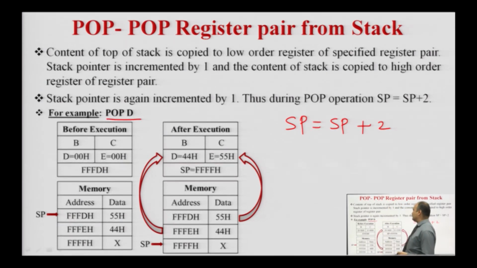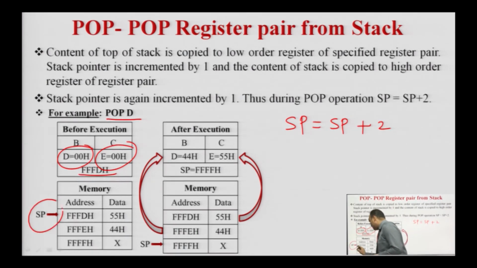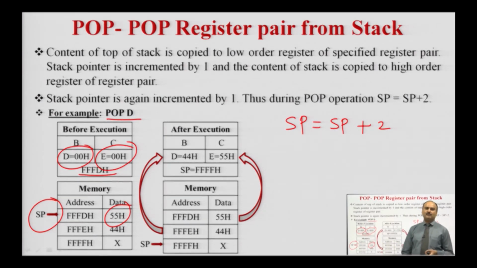Before the execution of this instruction, the content of the D register is 00H, the E register has the value 00H, and the content of the stack pointer is FFFDH. So, the stack pointer points to this particular memory location, which is called the stack top. So, SP = FFFDH. At this memory location, the data is 55H. Whenever the microprocessor executes this instruction, it will first pop the data from the memory location FFFDH, then it will increment the content of the stack pointer by 1.